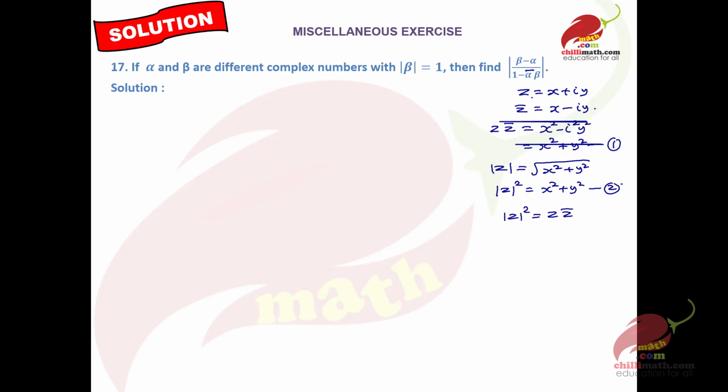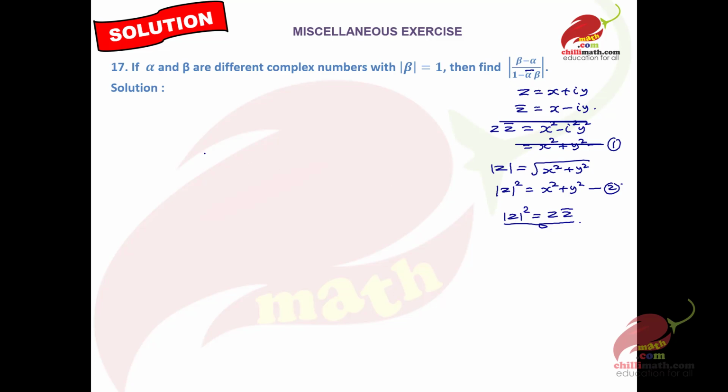I hope it is clear. Z is x plus iota y, z conjugate is x minus iota y. Multiplying them, we got x square plus y square. Modulus of z is square root of x square plus y square, and its square is x square plus y square. So modulus of z whole square is equal to z into z conjugate. So this property I am going to use because alpha beta are complex numbers, so their subtraction, its conjugate, its multiplication, and their division will also be a complex number. So this whole will be a complex number. Okay, so I am taking this as z.